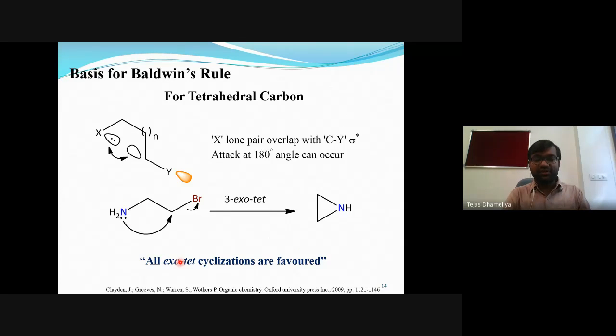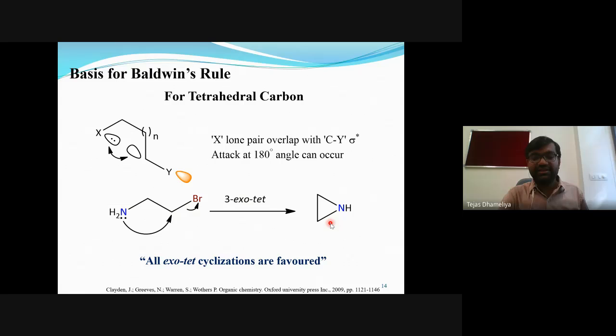Now we shall go one by one. All kinds of exotet cyclizations are favorable. This kind of cyclization is called 3 exotet because this will form a three-membered ring. The bond which is breaking is outside of the ring, and this is a carbon which is tetrahedral in nature. It will form a three-membered ring, aziridine.